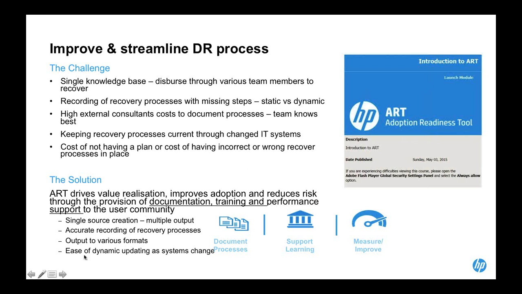And also the key thing that it brings is the ease of dynamic updating as the systems change. So we know that your IT systems will change. We know that there's many critical systems that may be upgraded or changed, or new environments that may be brought into your organization, and to document those takes a lot of time. What we're saying is the Adoption Readiness Tool can help you to streamline that process, reduce your risk, but also document those processes and give them visibility to the rest of the team. Next slide, please.